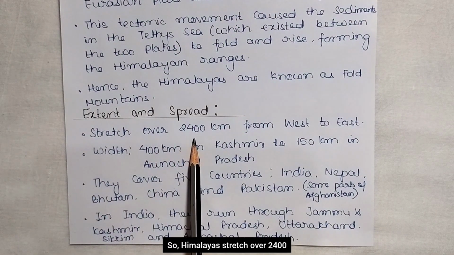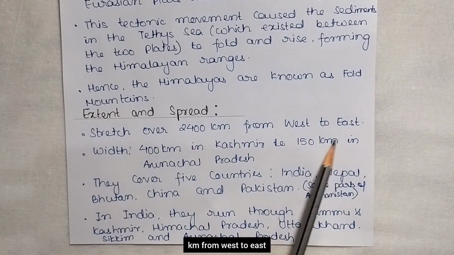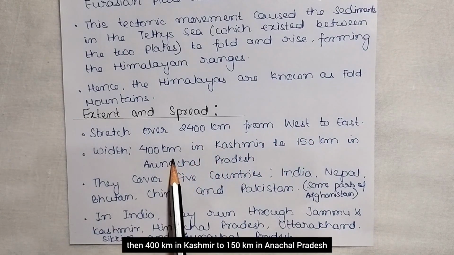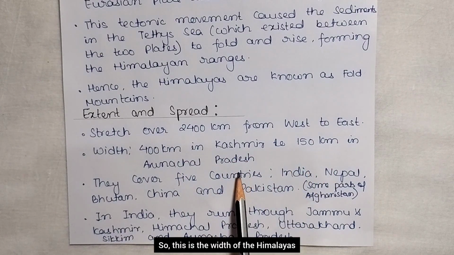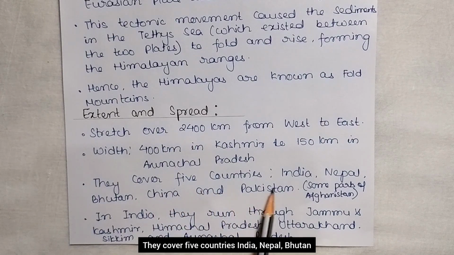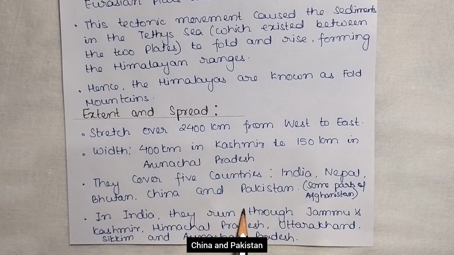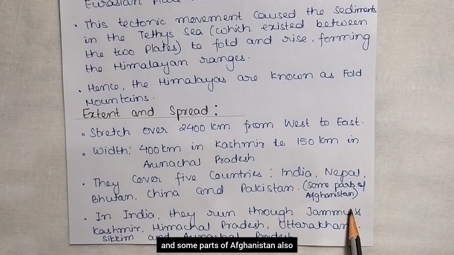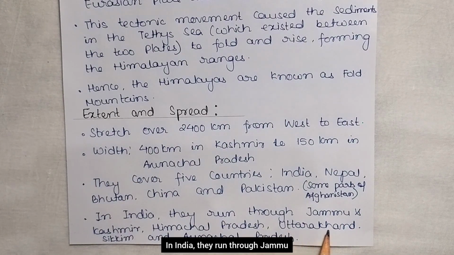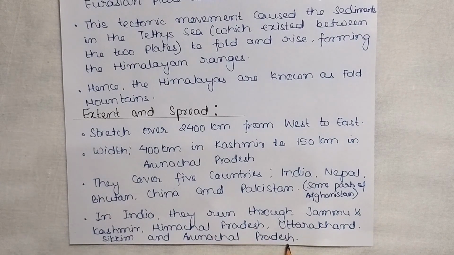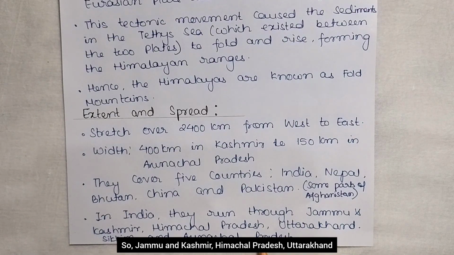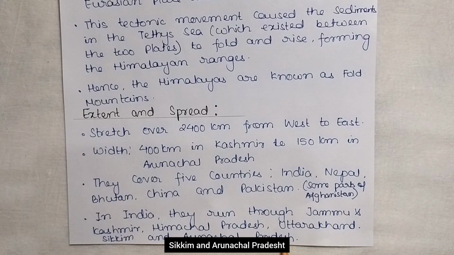So Himalayas stretch over 2,400 km from west to east, and its width is 400 km in Kashmir to 150 km in Arunachal Pradesh. Okay, so this is the width of the Himalayas. They cover 5 countries: India, Nepal, Bhutan, China and Pakistan, and some parts of Afghanistan also. In India, they run through Jammu and Kashmir, Himachal Pradesh, Uttarakhand, Sikkim and Arunachal Pradesh. So these are the states where the Himalayas are touched, and it can be seen also. So this is the extent and spread of Himalaya in India.